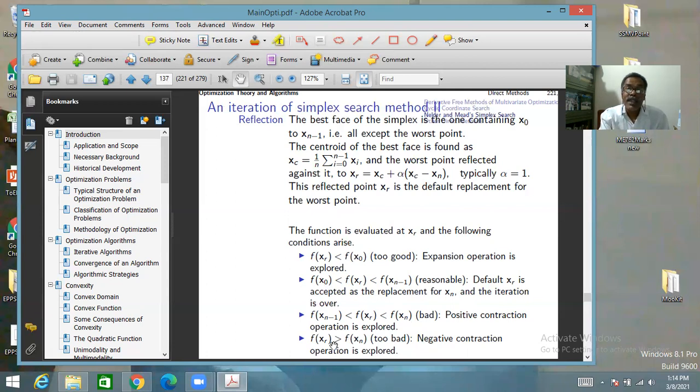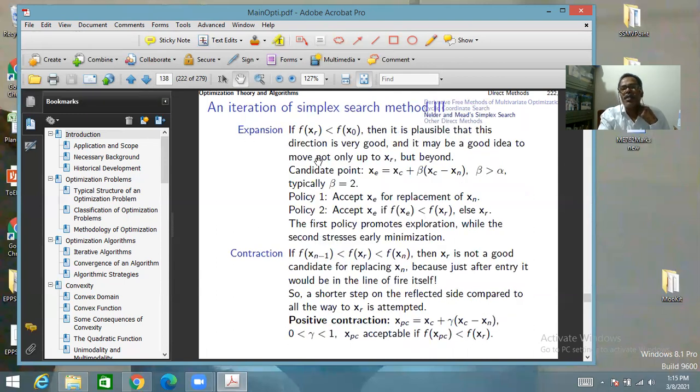Now, if it happens that the reflected point has a function value which is even worse than the worst point, that is too bad. That is not even a choice. Nobody can think of it as a choice. So in that case, you don't even go on that side. You pull the worst point towards the best face, but that's it. You don't go on the other side. So that is called negative contraction, because you contract the simplex on the negative side. Don't go forward. So now these expansion, contraction, etc., we will see.